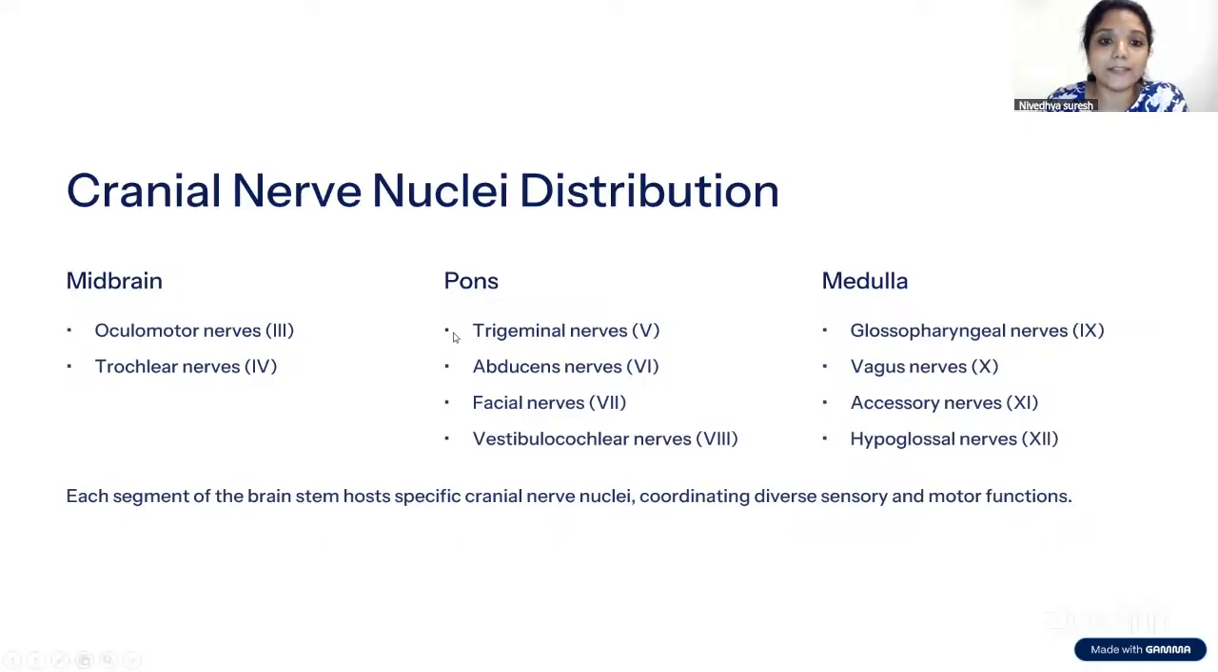Okay. And in the pons, we can see the fifth to eighth cranial nerves. That is, fifth is the trigeminal nerve, sixth is the abducens nerve, then the facial nerve, and the vestibulocochlear nerve, that is the eighth nerve. So 5, 6, 7, 8 are seen in the pons. Next, in the medulla, we can see the remaining. What are the remaining nerves? The ninth cranial nerve, 10th cranial nerve, accessory nerve, and the hypoglossal nerve. Okay, so 9, 10, 11, 12 are seen in the medulla.